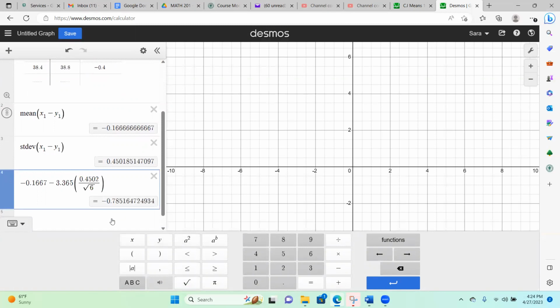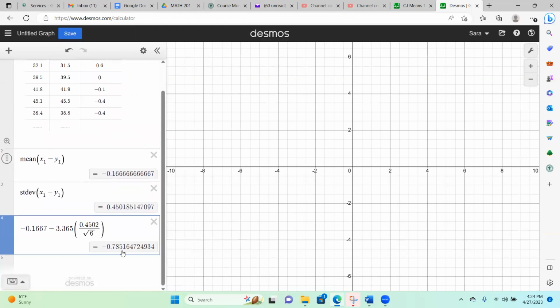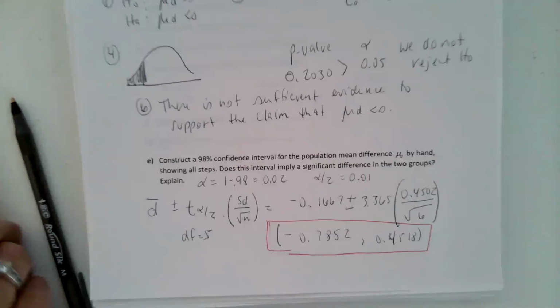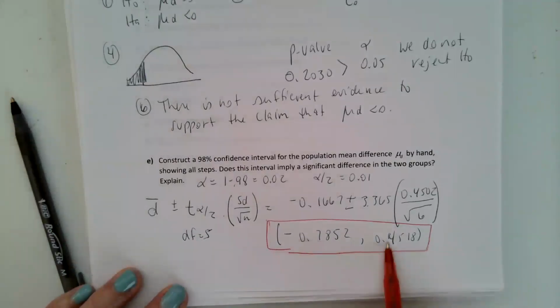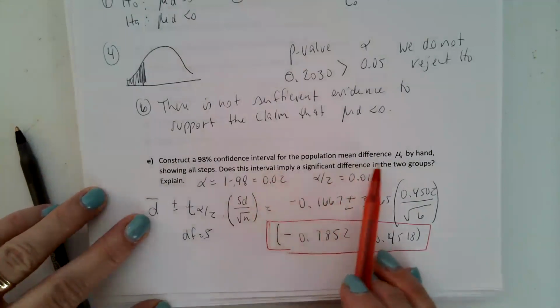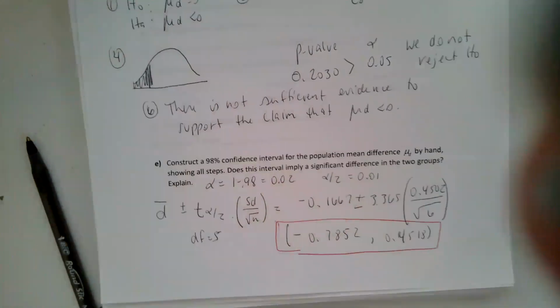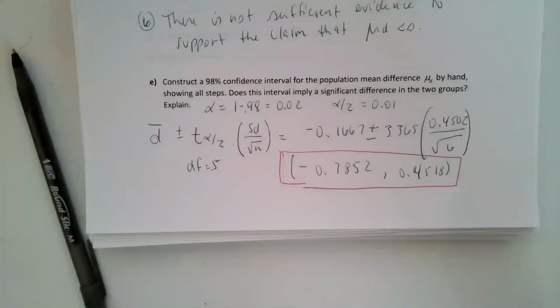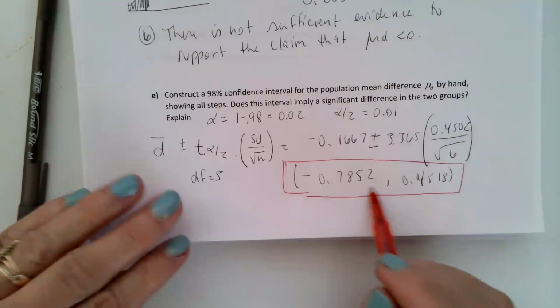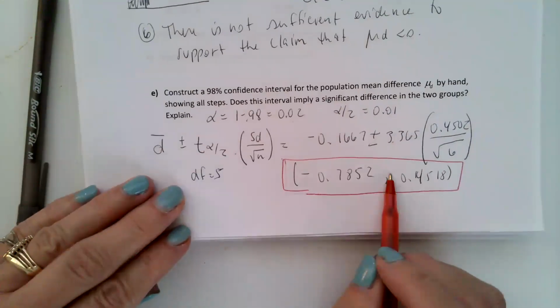And we do indeed get the same lower boundary that we had from the program. And then if we just switch that to addition, we get the upper boundary. So that does match. So here is our confidence interval, our lower and our upper. And the question says, does this interval imply a significant difference in the two groups? So if there were no difference, 0 would be in the interval, and 0 is within the interval.